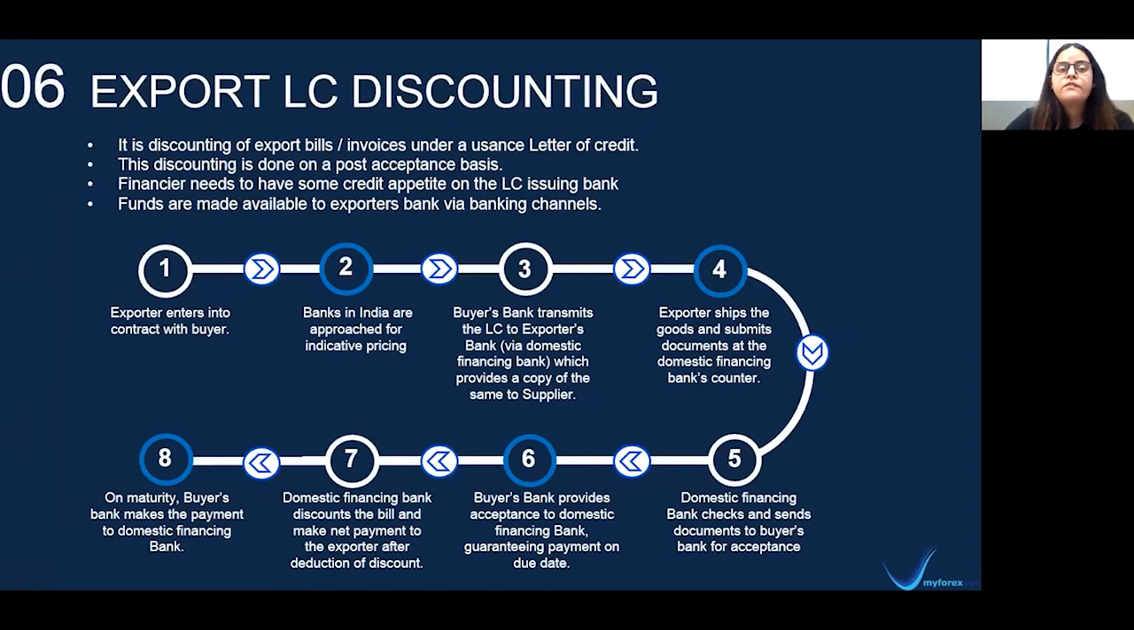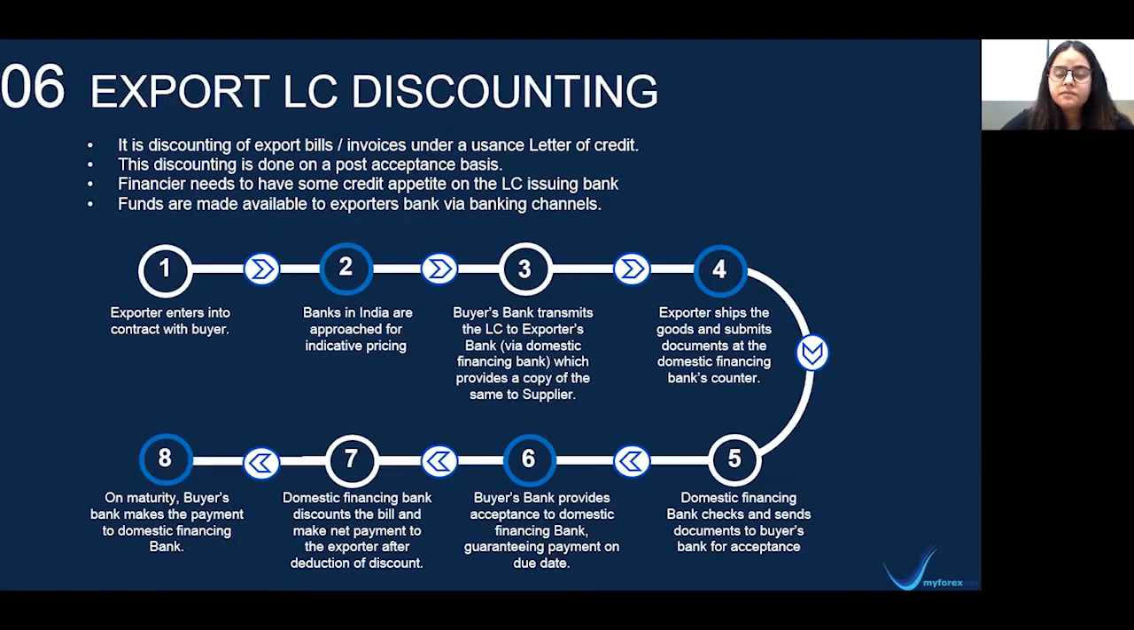The process flow of export LC discounting is very simple and is as follows. Exporter enters into a contract with the buyer. Then he approaches banks in India for indicative pricing. Once the pricing is confirmed, the buyer's bank transmits the LC to the exporter's bank via the domestic financing bank, which provides a copy of the same to the supplier.